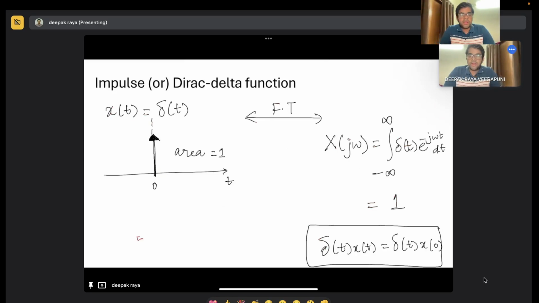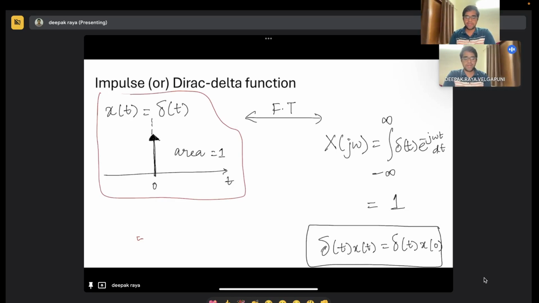So we have another signal. It's not a realistic signal, but it's called an impulse or Dirac delta function. It is nothing but a function at 0 having area equal to 1, and it is depicted by an arrow mark at 0. So this is called a Dirac delta function, and its area is equal to 1 at 0, right?